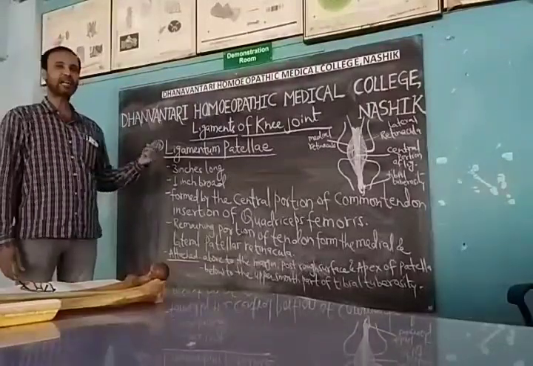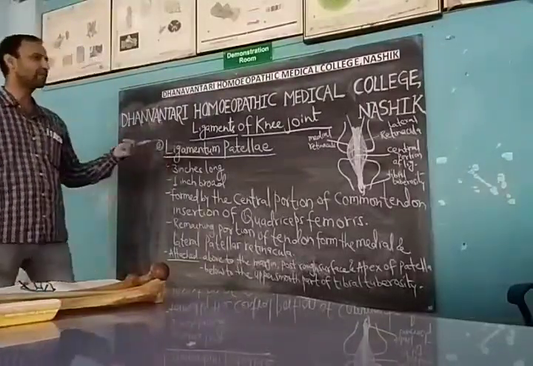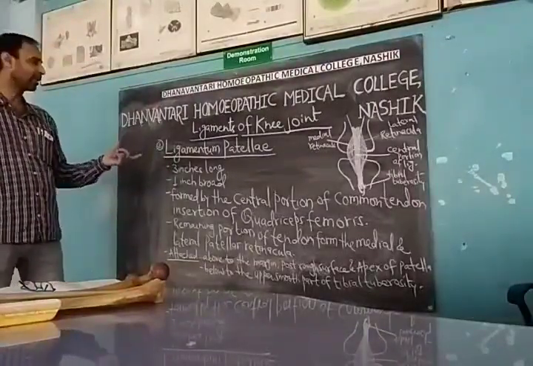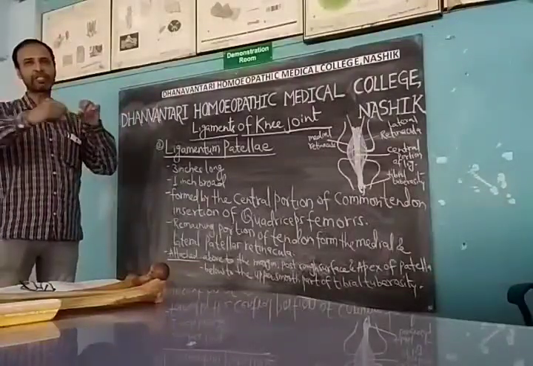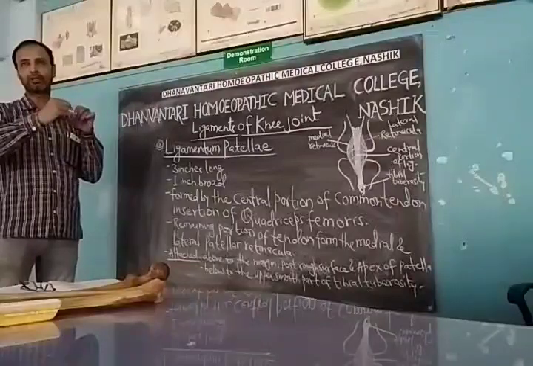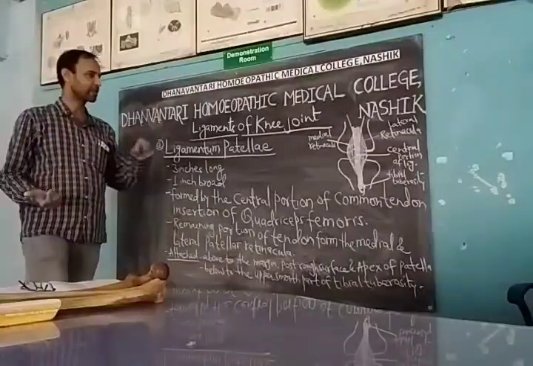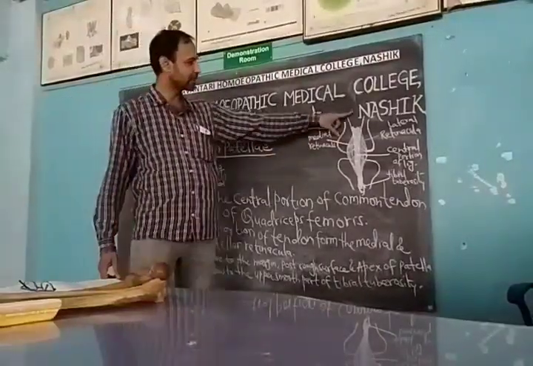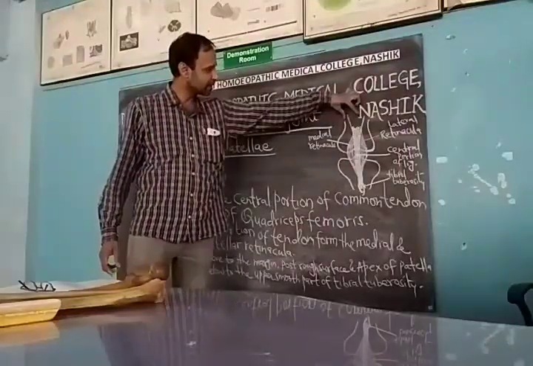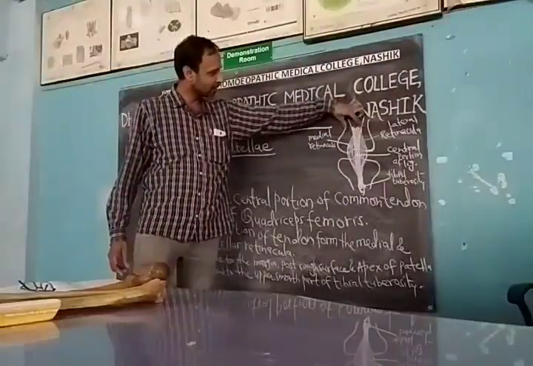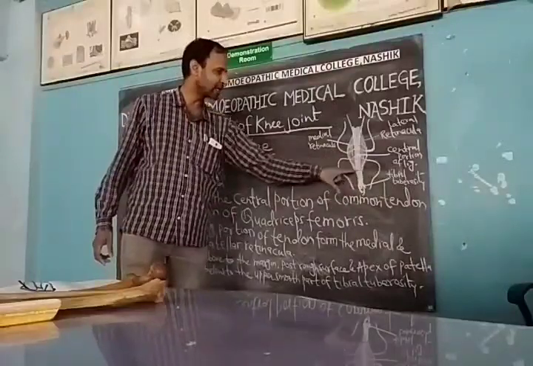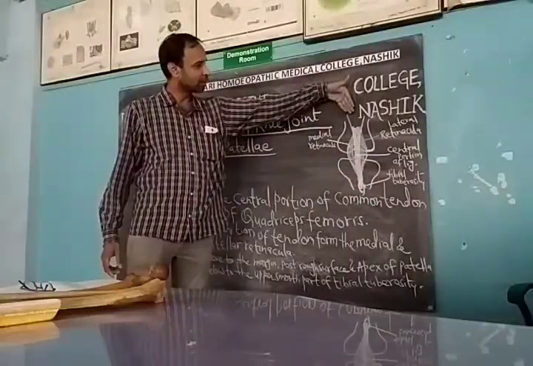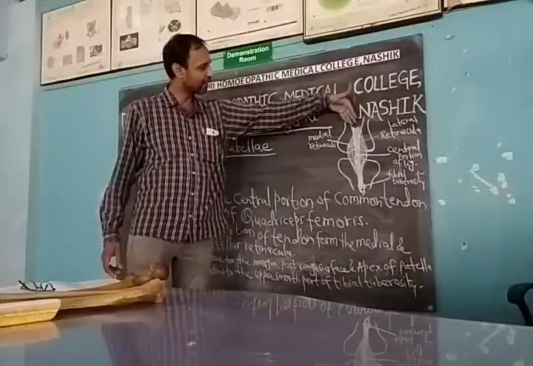Now the second ligament we will discuss in detail here is the ligamentum patelli. It is formed from the quadriceps femoris; this is the inserting tendon of the quadriceps femoris. Here in the diagram I have shown the central portion. This is the quadriceps femoris, this is the femur, this is the tibia, this is the tibial tuberosity, and here the patella is present.